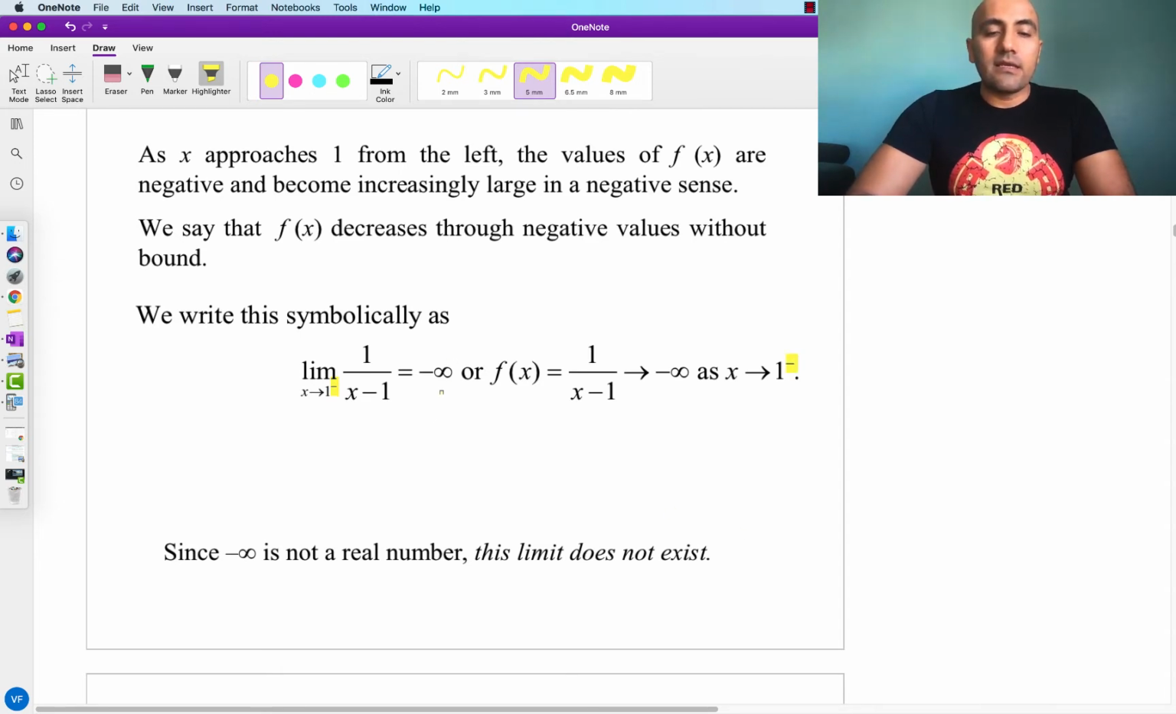Again, negative infinity is not a real number. It still means that this limit does not exist. If the simple question was, does this limit exist, yes or no? The answer is no, it does not exist. But if you want more information, we can say it does not exist, and it doesn't exist in a special kind of way. It doesn't exist because it grows without bound toward negative infinity.